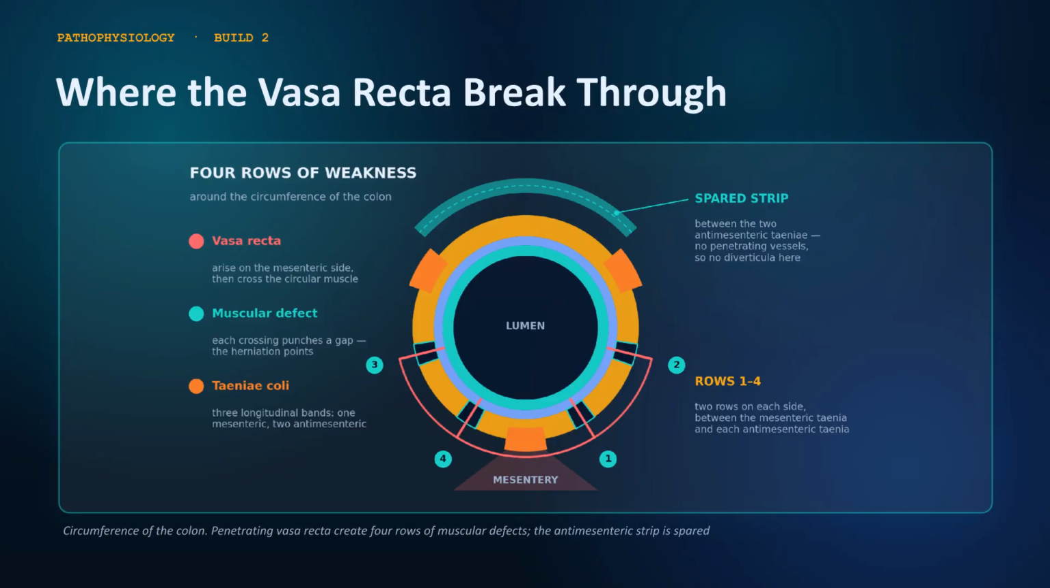The vasa recta arise on the mesenteric side and penetrate the circular muscle layer to reach the submucosa. Every single place a vessel crosses is a small defect in that muscle, a gap. Now notice where those gaps sit.